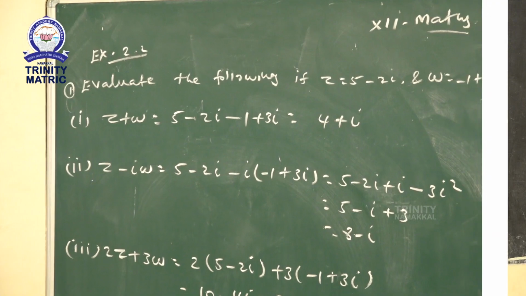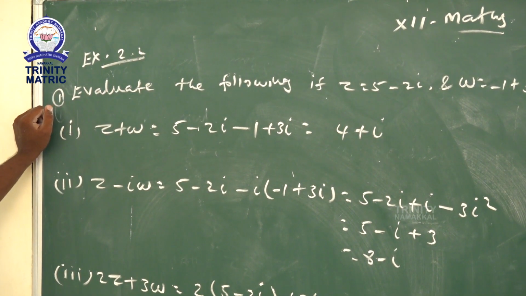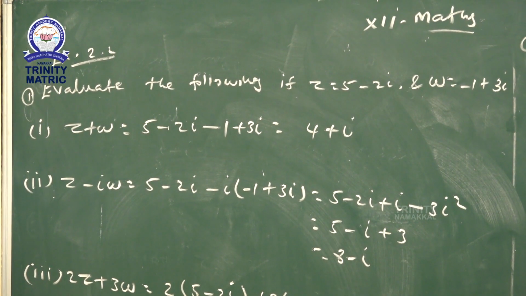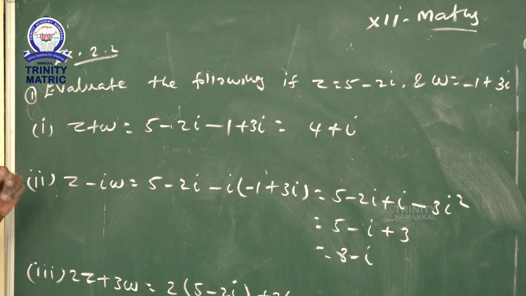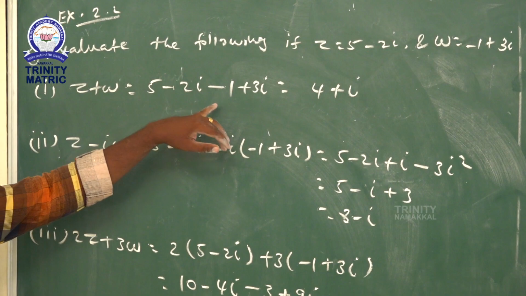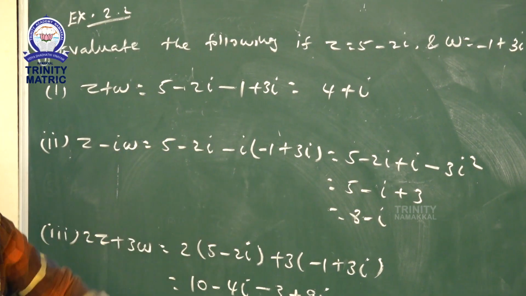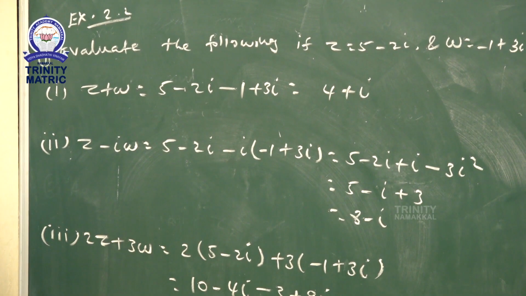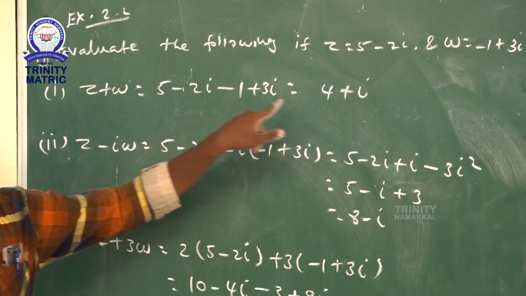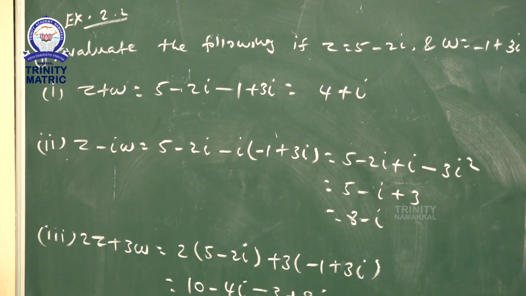Next, Exercise Sum 2.2, first question: evaluate the following if z equals 5 minus 2i and w equals minus 1 plus 3i. The first part is z plus w. What is z? 5 minus 2i, plus minus 1 plus 3i. What is the real part? 5 and minus 1, so 5 minus 1 is 4. The imaginary part values are 3i and minus 2i, so plus i. So z plus w is equal to 4 plus i.